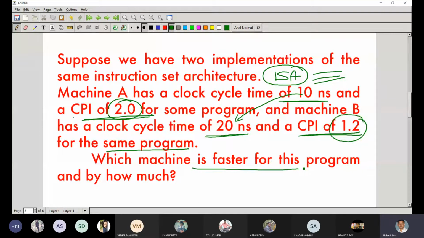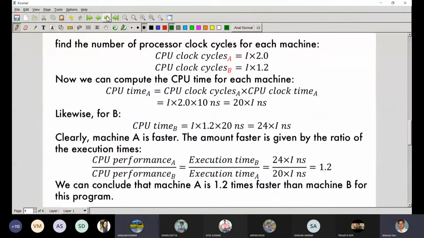Same clock they are running. Sir, A is faster. Yes, A is faster. So A is 1.2 times faster than machine B. That's how I have written it.